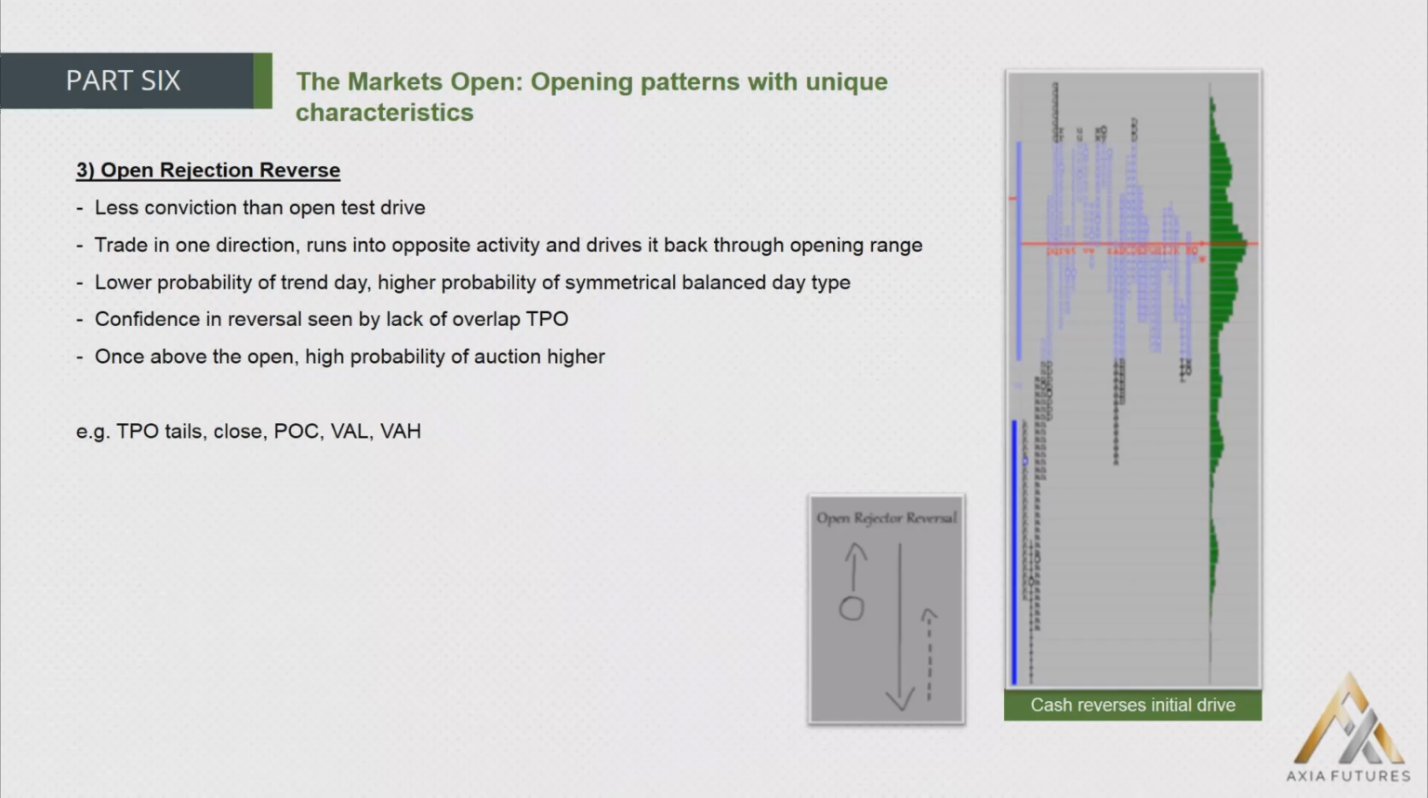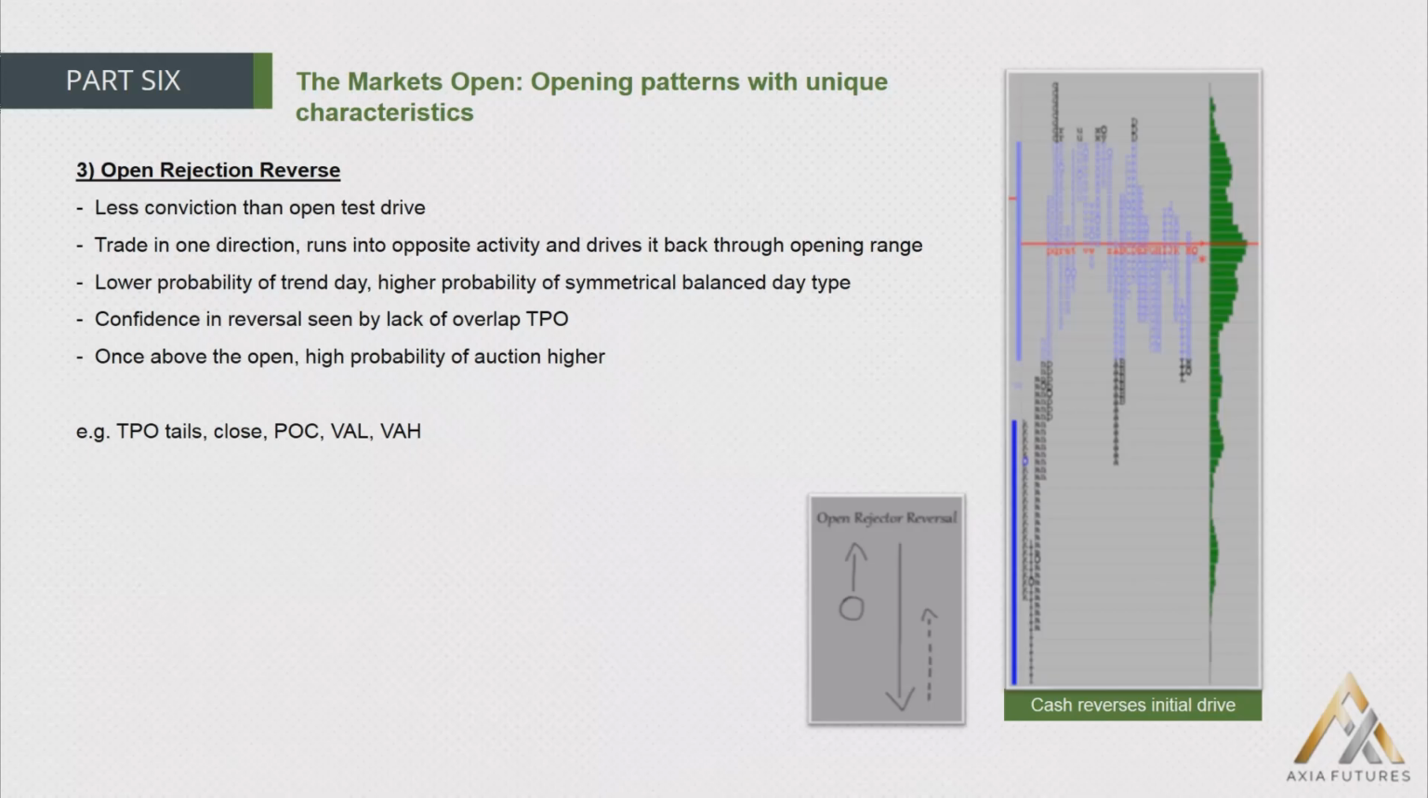Examples of what we would look for as early identifiers would be TPO tail. So as you can see in the volume profile, we have the tail there, as well as obviously where we close on the previous day, or where the market is trading in terms of trade location. A lot of the time the market can open very far away from not just where it should be opening, but where fair value is, and a lot of the time when we see this, we do tend to get these open rejection reverse.